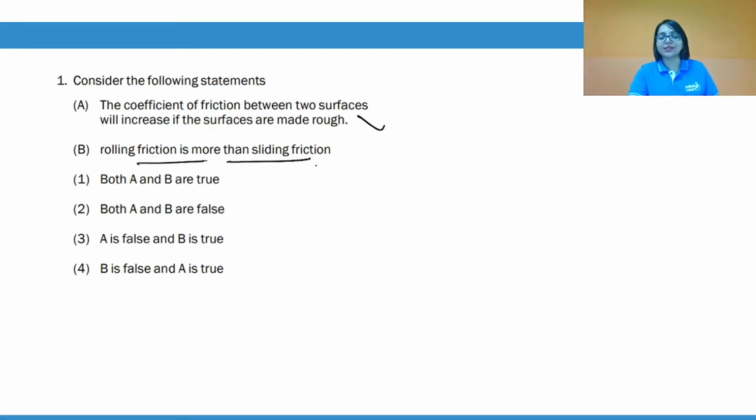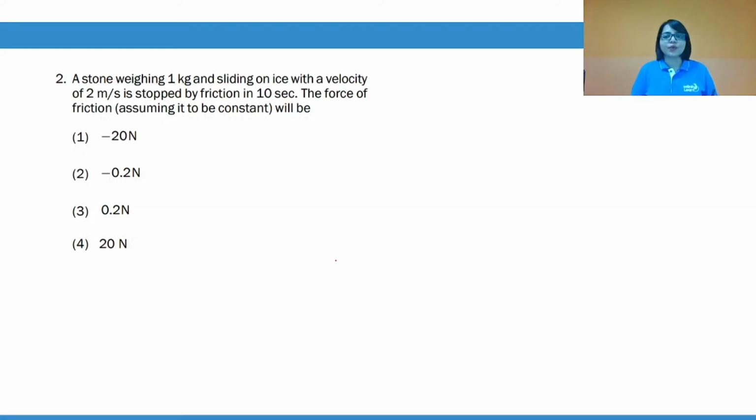Rolling friction is more than sliding friction? No, rolling friction is less than sliding friction, right? So correct answer is option 4. B is false and A is true. Next question is question number 2.